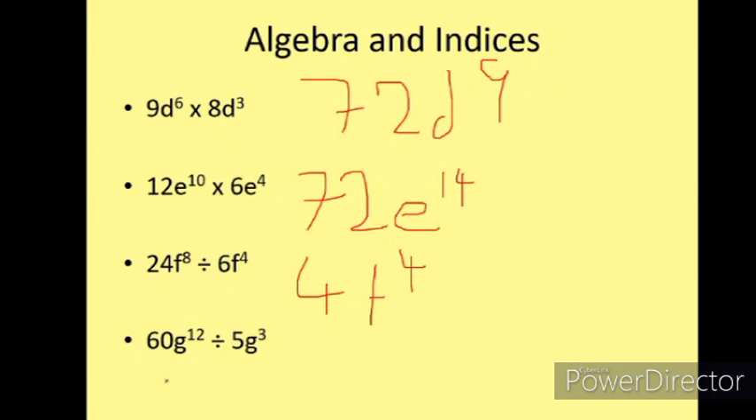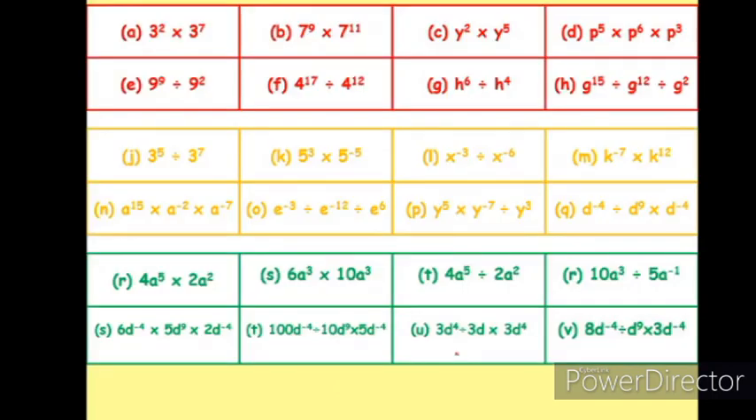That one there, I'll do 16 divided by 4, which is 4. And we're talking about g. I'll do 12 minus 3, which is 9. So it's 12g to the power of 9. Okay. Here are some questions for you to do. Take your time to be careful. Yeah, some of these are negatives.